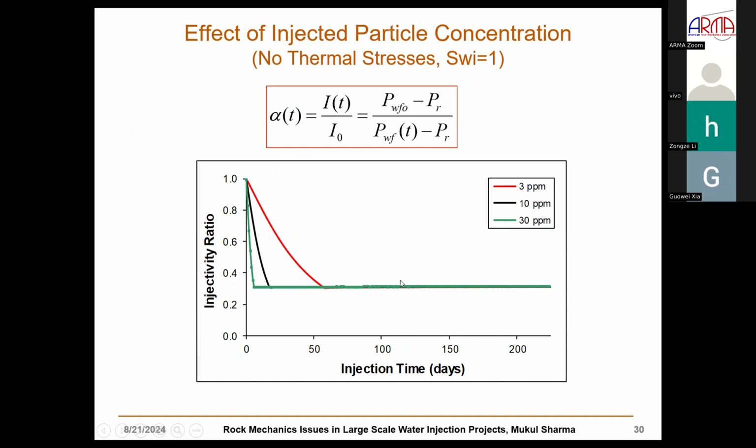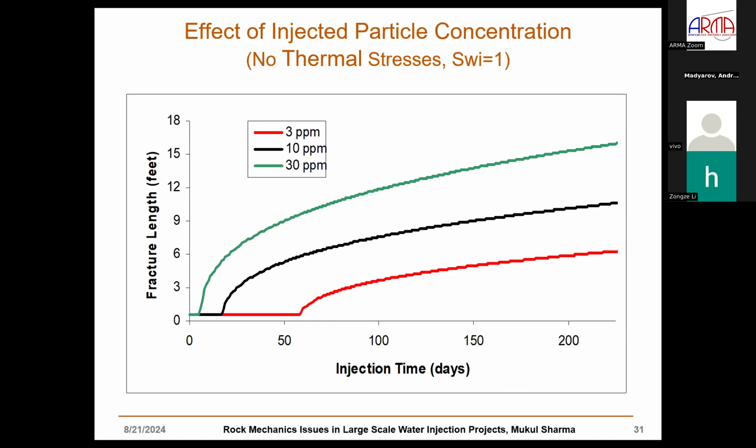So the consequences are you save a tremendous amount of money in the treatment of the water, but on the other hand, there are consequences downhole in terms of the length of the fractures that you get. So if you have 30 ppm, you may get longer fractures. If you have 3 ppm, you'll get shorter fractures, right?